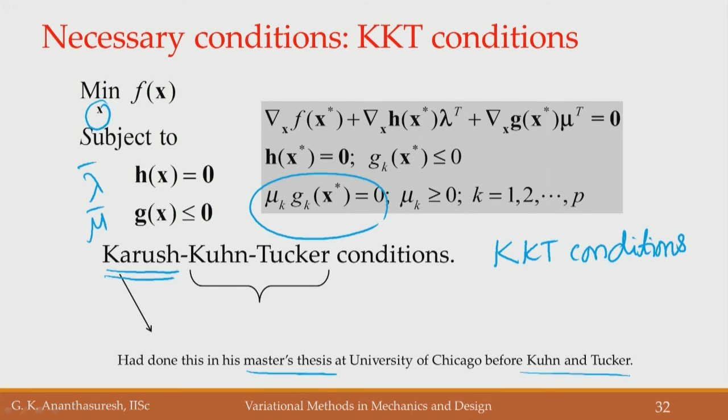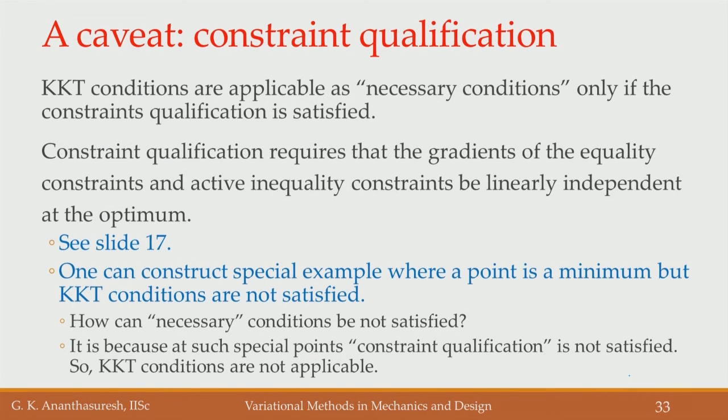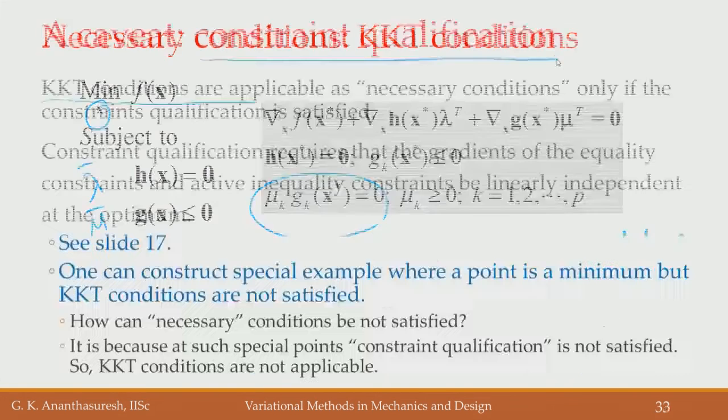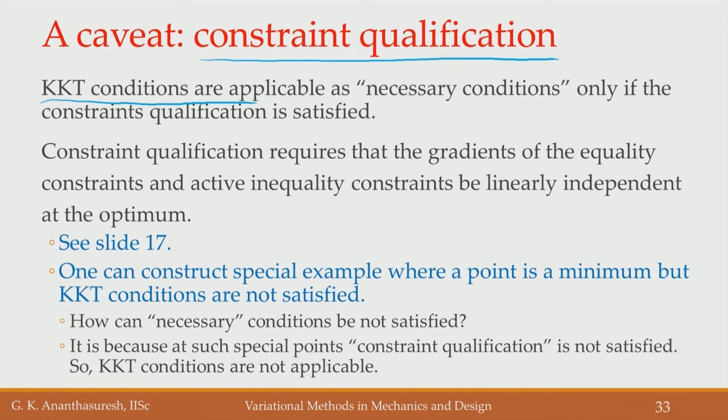Okay. But there is one little caveat that we need to say: these KKT conditions are applicable only if this constraint qualification is satisfied. Okay. Because when you say necessary conditions, they must be necessary, right, but then sometimes you can construct a special problem where there is clearly a constrained minimum, but that minimum point may not satisfy the KKT conditions as written here, right. In such cases, the constraint qualification test might not be applicable.